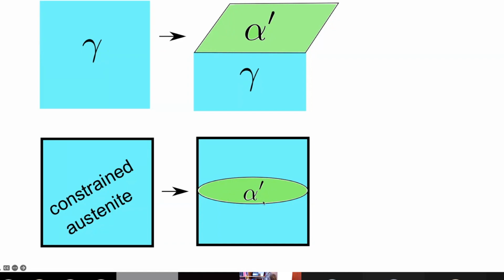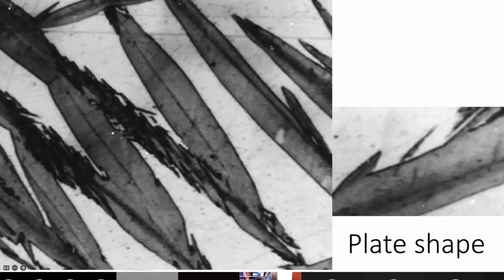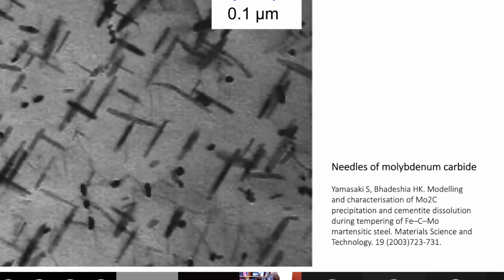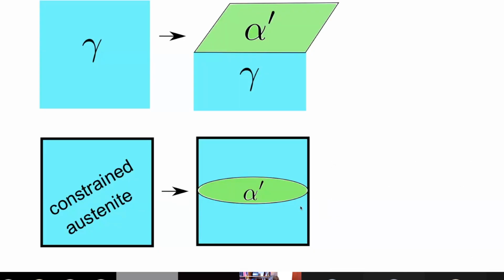And the reason for this is that a thin plate is the best shape to minimize the elastic strain energy around the martensite plate. And you will notice from these micrographs that the tips of these plates are very, very thin. And I'll be able to explain that later when we look at the quantitative strain energy due to the formation of a martensite plate. Okay, so this is unconstrained transformation and constrained transformation.